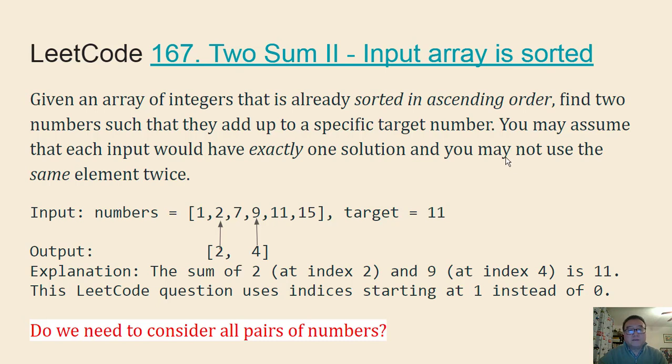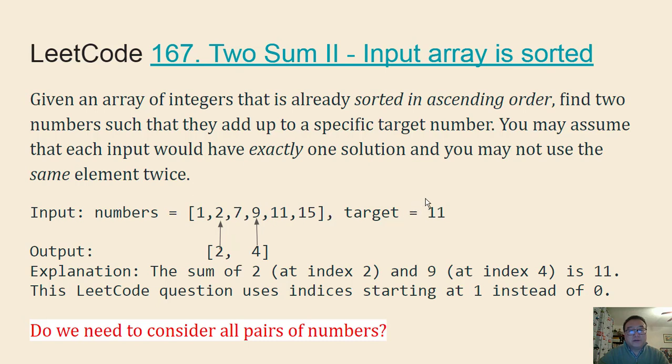So let's look at the sample. This is the array here, and the target is 11. Well, you can stare at it a little bit, but the only solution is 2 plus 9 equals 11. And for this particular problem, you are supposed to output an array of 2 elements, 2 and 4, because these are the indices of the 2 elements. And in this problem, the indices start at 1 instead of 0. So this is the second element, this is the fourth element. So that's this problem.